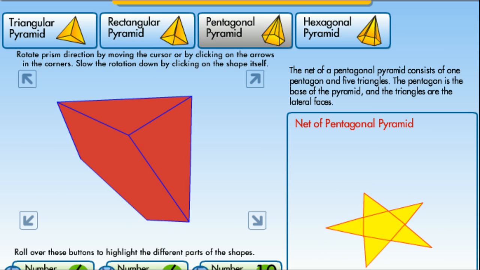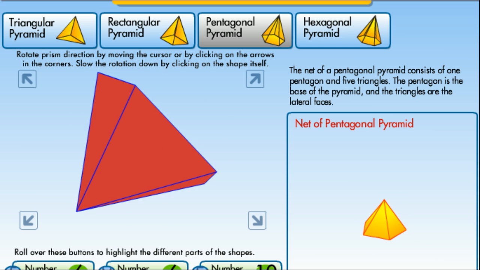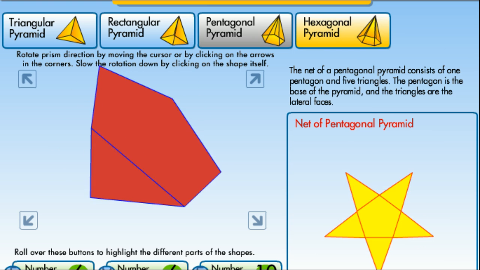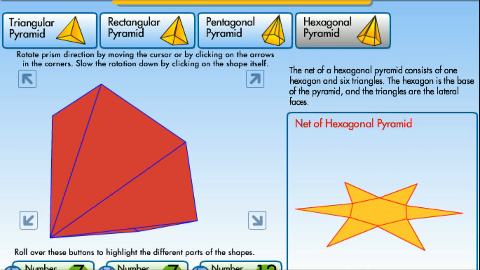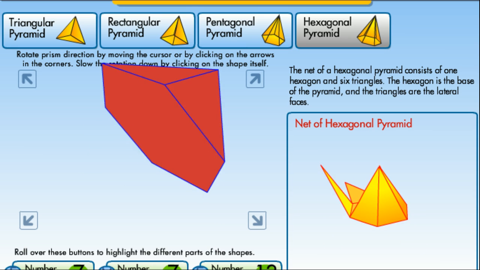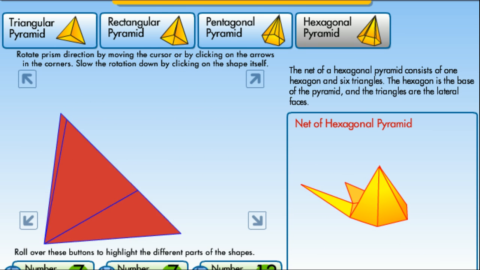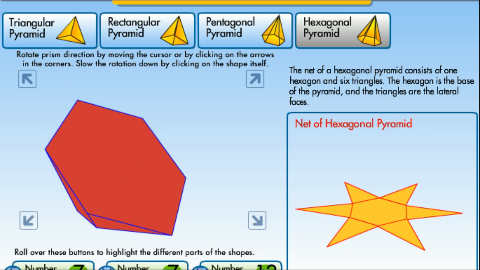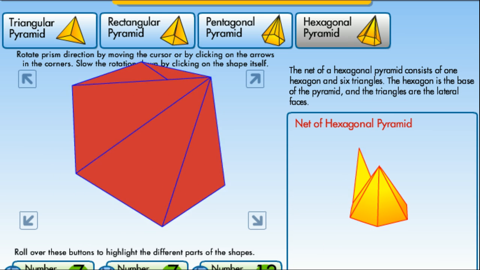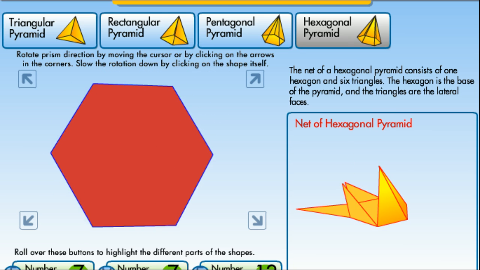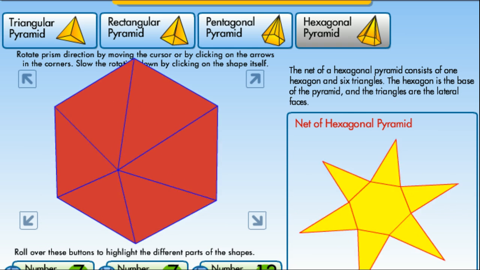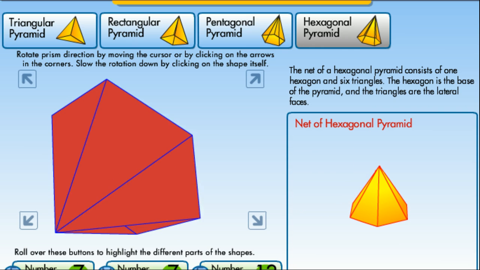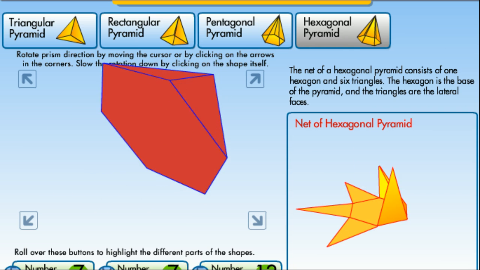A pentagonal pyramid has a pentagon for a base, and then it's connected up to that vertex with triangular faces. And a hexagonal pyramid has a hexagon for a base, and that base is connected up to that vertex, once again, with triangular faces. So when we're finding the surface area of a pyramid, we're going to have to find the area of the base, and then we'll have to add to that the areas of all the triangles that are connecting that base up to the vertex.